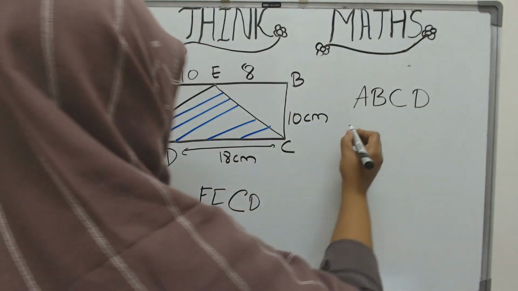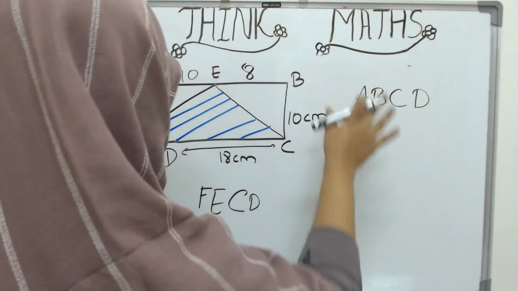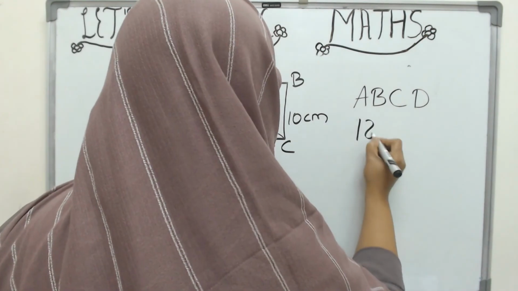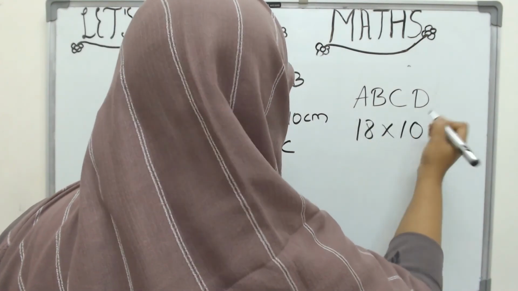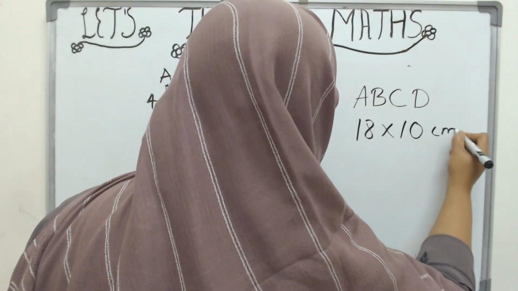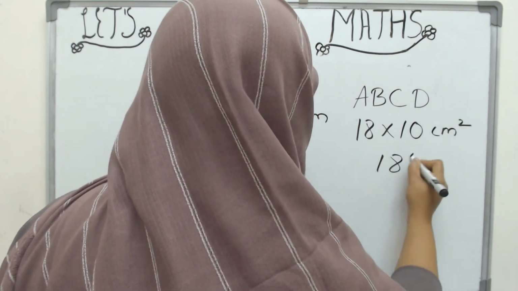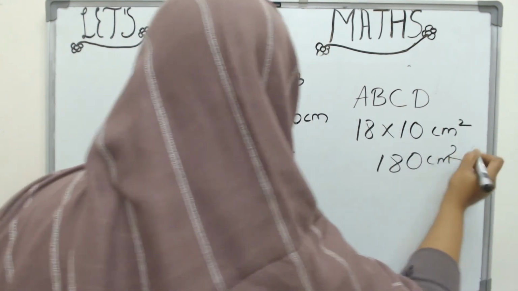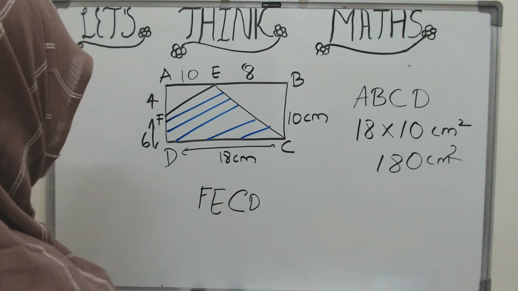So then what is the area of this whole thing? It will be 18 into 10. Do not forget the unit, centimeter square, which is 180 centimeter square. The whole thing is 180 centimeter square.